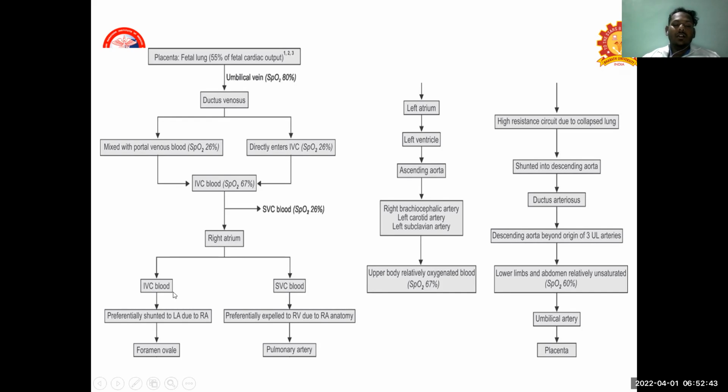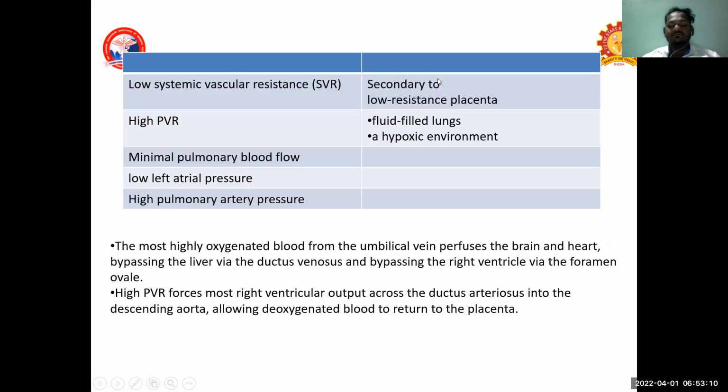Then the IVC blood is preferentially shunted to left atrium via foramen ovale. SVC blood preferentially enters into the right ventricle via pulmonary artery. From left atrium, it reaches left ventricle, then ascending aorta, then right brachiocephalic artery, left carotid artery, left subclavian artery, and upper body.